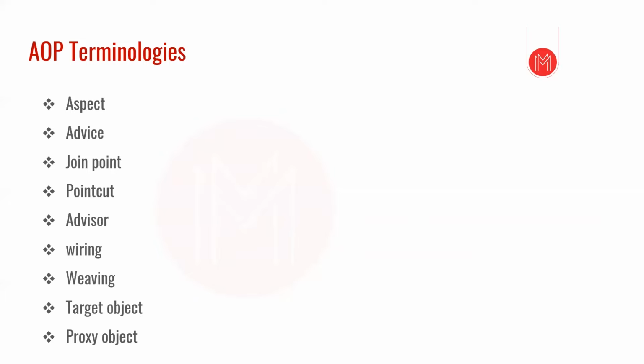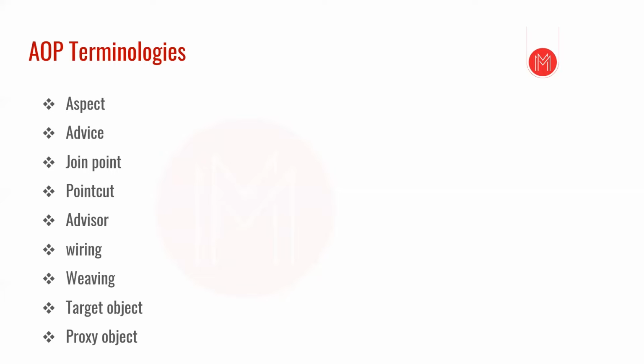And as part of our AOP implementation, we are going to use different terminologies, like aspect, advice, join point, pointcut, advisor, wiring, weaving, target object, proxy object, etc.